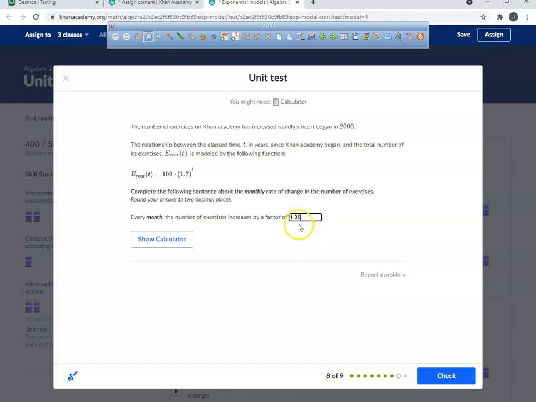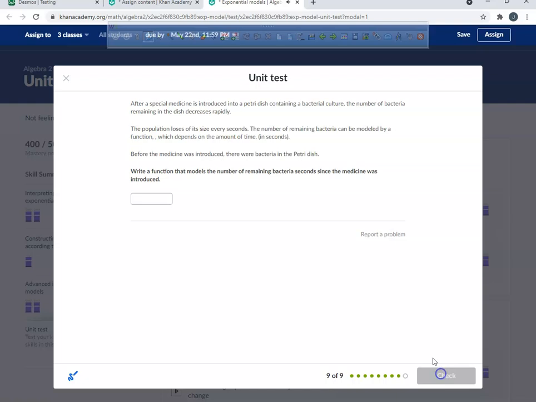Did I put 1.05 there? Does that look good? Okay.